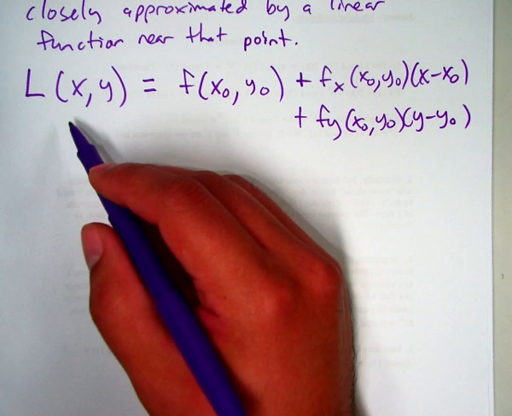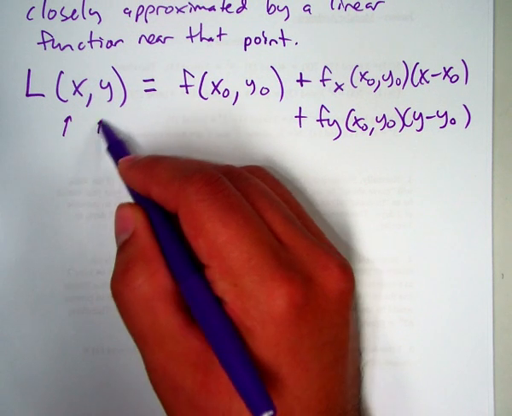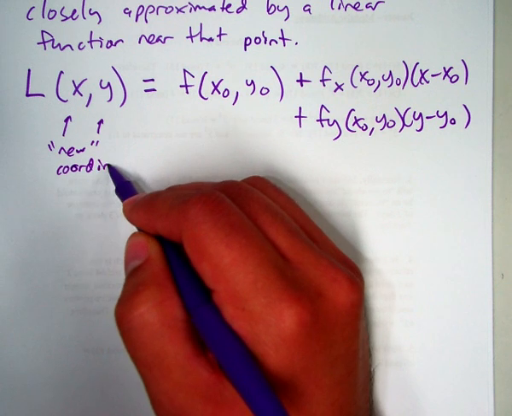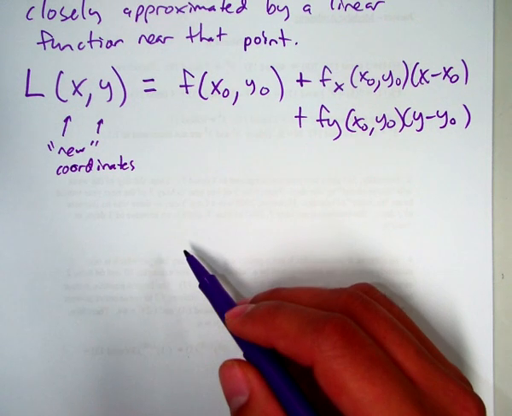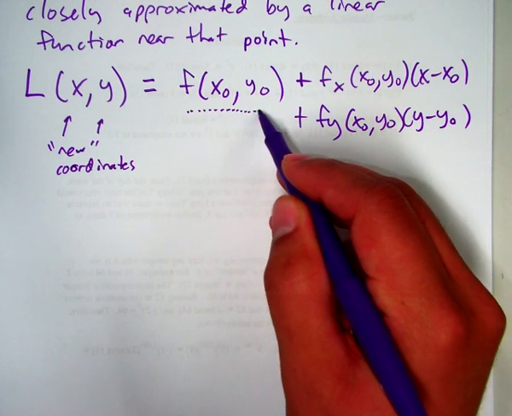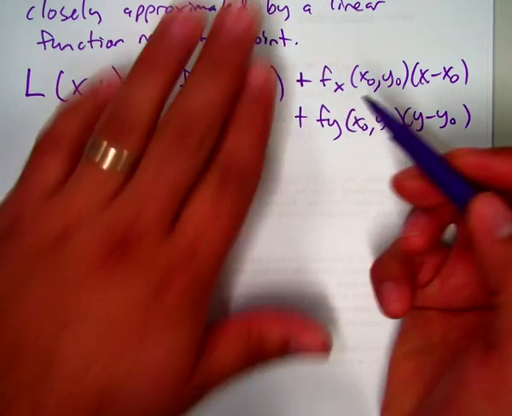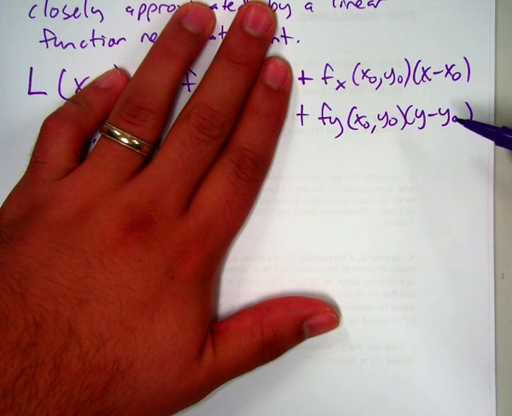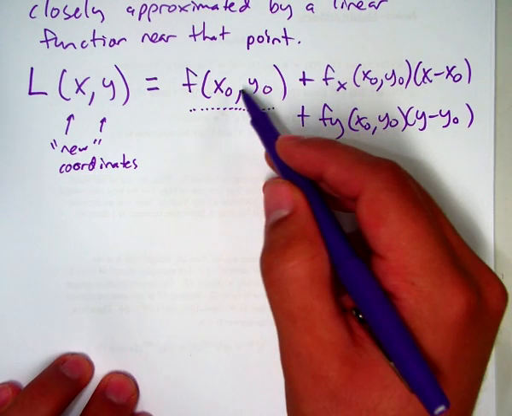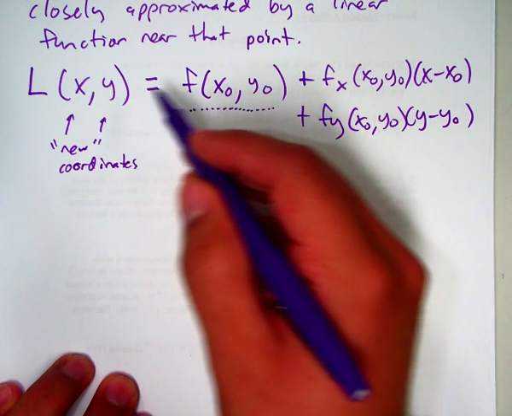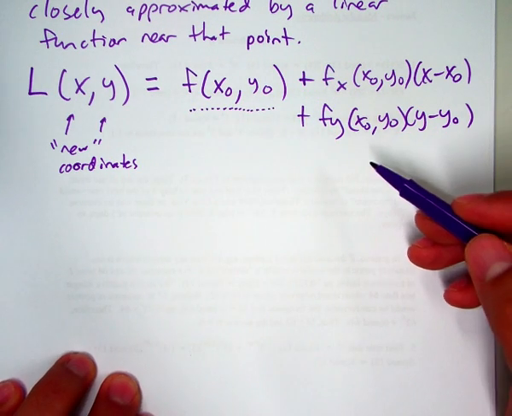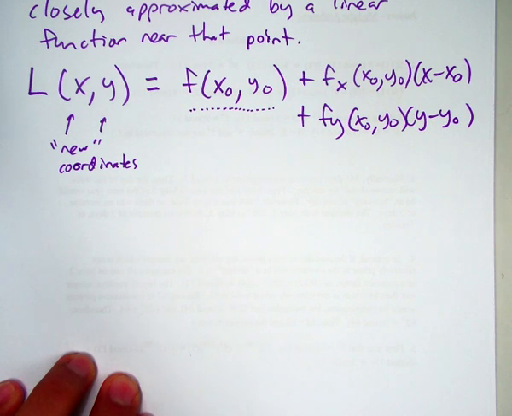So, look, it's not that hard. These are the new coordinates, if you want. This represents the original value. And this is another way to approximate the change, right? So if we have an initial point like 1, 2, and now we're looking at 1.1, 2.1, we can use this linear equation to figure out what that output is.